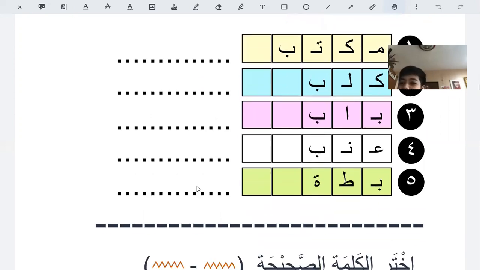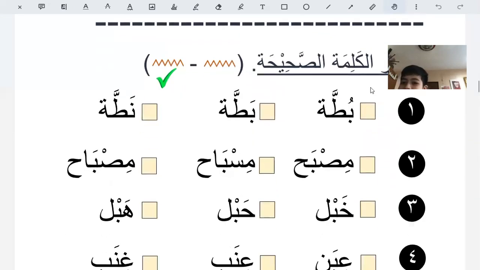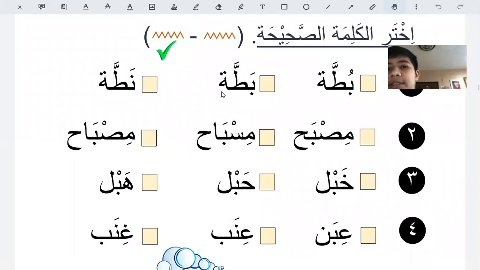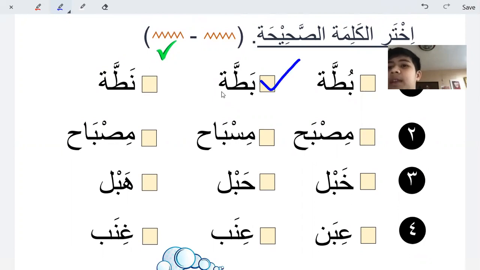Batta means duck. Then he's asking you, ikhtar al-kalima as-sahiha, choose the correct word. There are three words. One of them is correct. Which of them is correct? Batta. The second one. Good. Meaning? Batta. Duck.